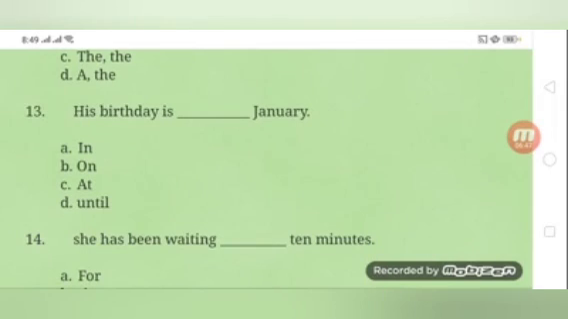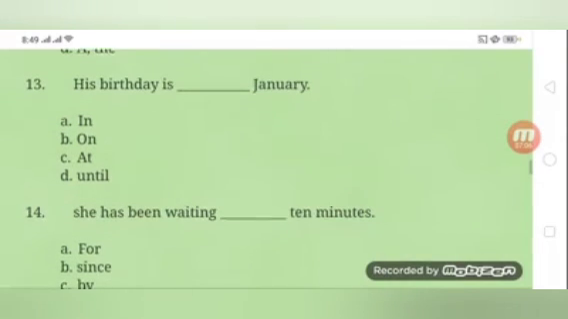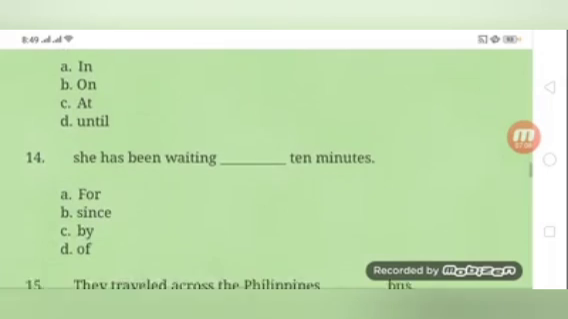Next one. His birthday is blank January. Okay, so as you notice here, prepositions of time again. January is a month, and as I've told you earlier, you are going to use the preposition in for months, year, and season. So here, this is month January. You would use in here. Okay, so that's letter A. His birthday is in January.